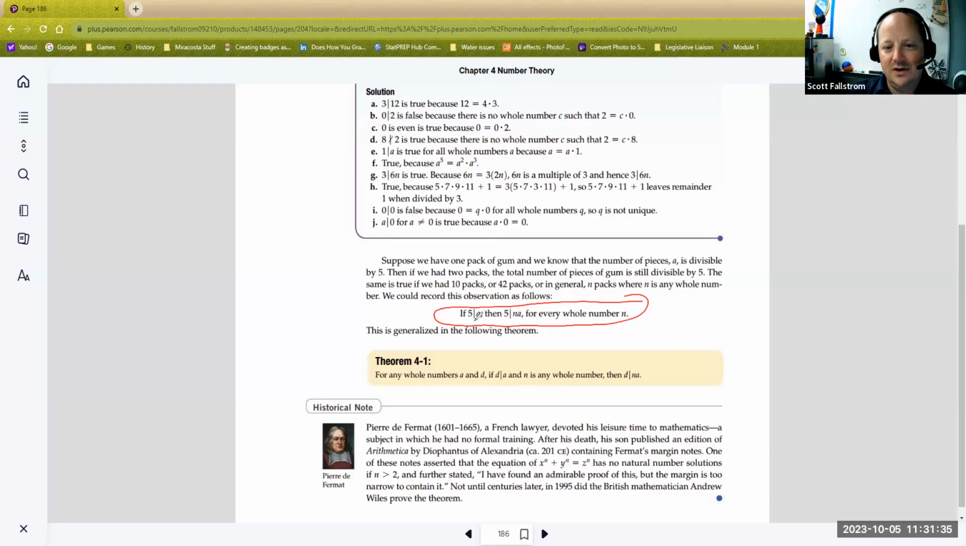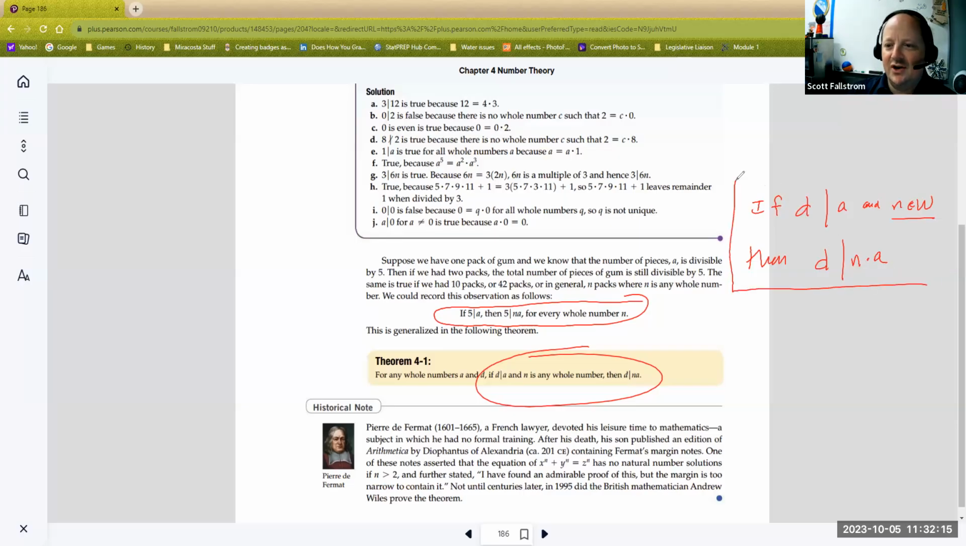If you know that 5 divides a number, then, so this is if-then, this is conditional. Oh, thank goodness, we get back to some conditional pieces. So we generalize it here. So if D divides A, and N is a whole number, then here's my then statement. Then D has to divide N times A. Okay.